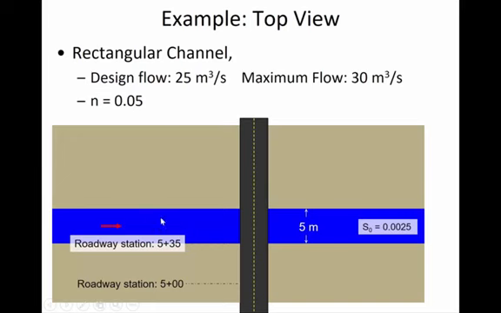The channel N value is a roughness factor, and the higher the roughness factor, the more energy loss there is as the water goes over a surface. And 0.05 is maybe typical for a channel that doesn't have a lot of debris or very large stones in the way there.